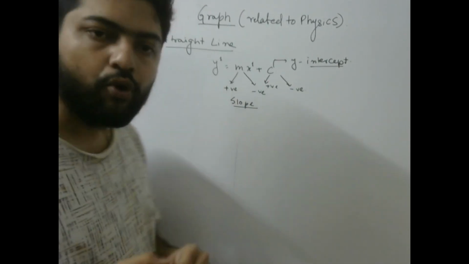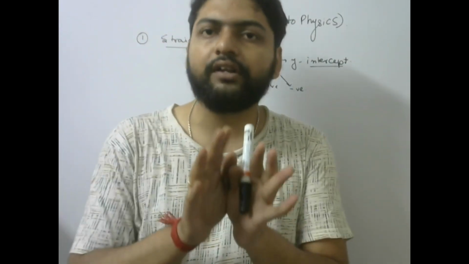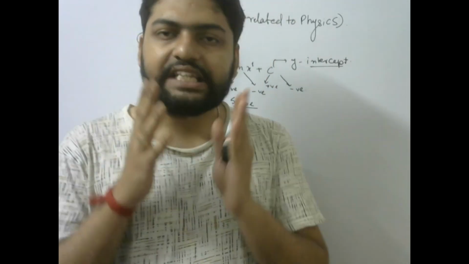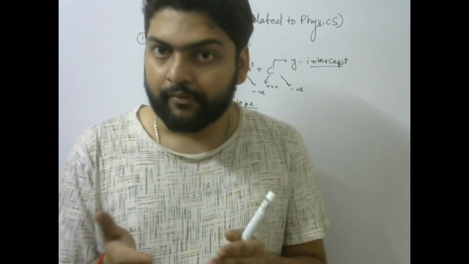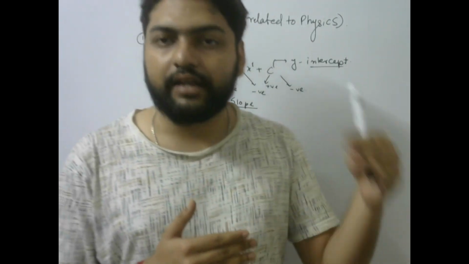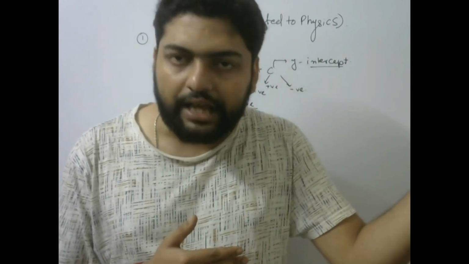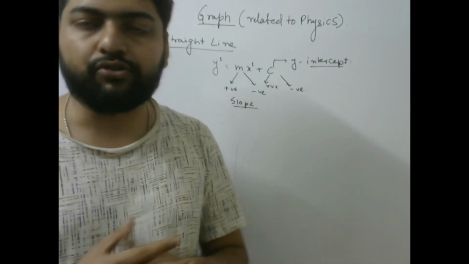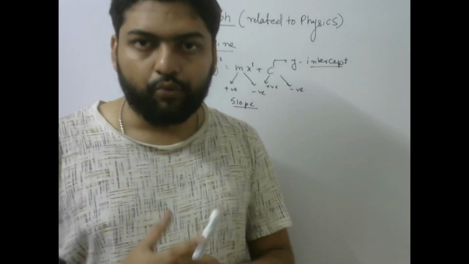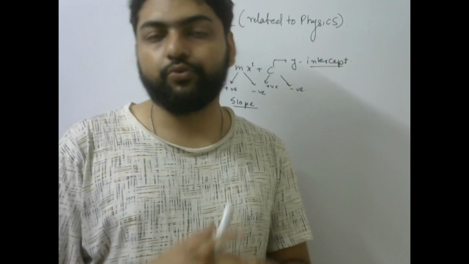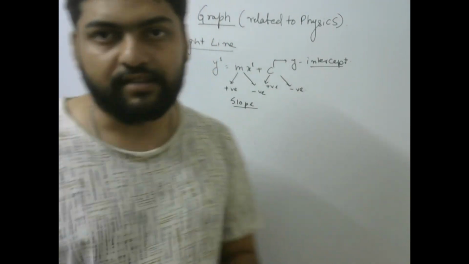In physics, we are not looking for a coordinate-based graph. We don't need graph paper to draw the graph. We are just looking for the nature, whether it has a positive slope or not, whether it has a positive intercept with y or not, something like that. Just having an idea about the nature of the relation. We don't need to draw the coordinate-based graph that we used to draw in maths with graph paper.